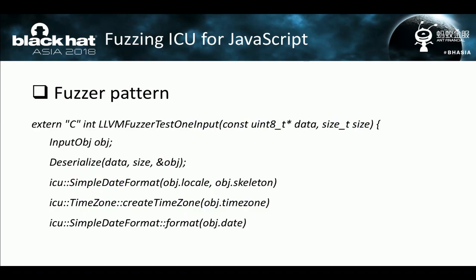So the fuzzer pattern is like this. First, we deserialize the input object from the data. Then pass the argument to a simple date format and create a time zone and a format. And the libFuzzer will feed back the code coverage and get the fuzz.